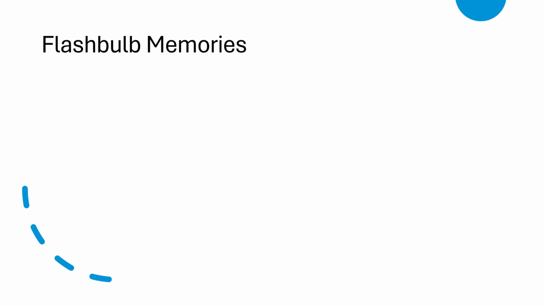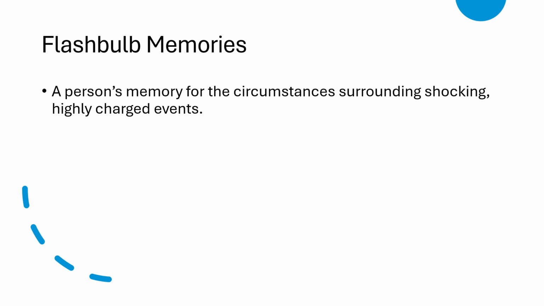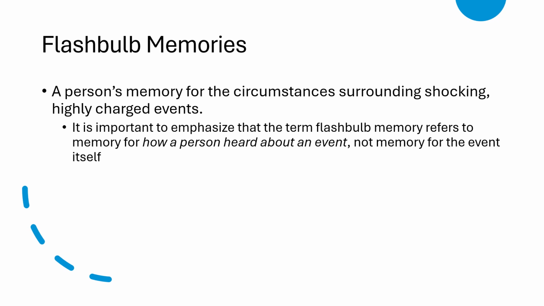So what do we mean by flashbulb memory? A person's memory for the circumstances surrounding shocking and highly charged events, right? So these are national and international crises that get the world's attention, if that makes sense. One thing that's important to emphasize is that the term flashbulb memory refers to memory for how a person heard about an event, not memory for the event itself, right?